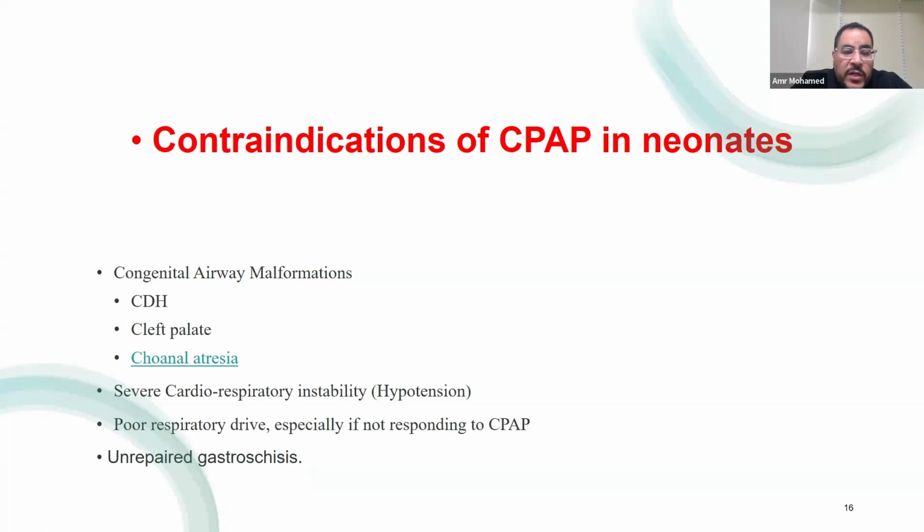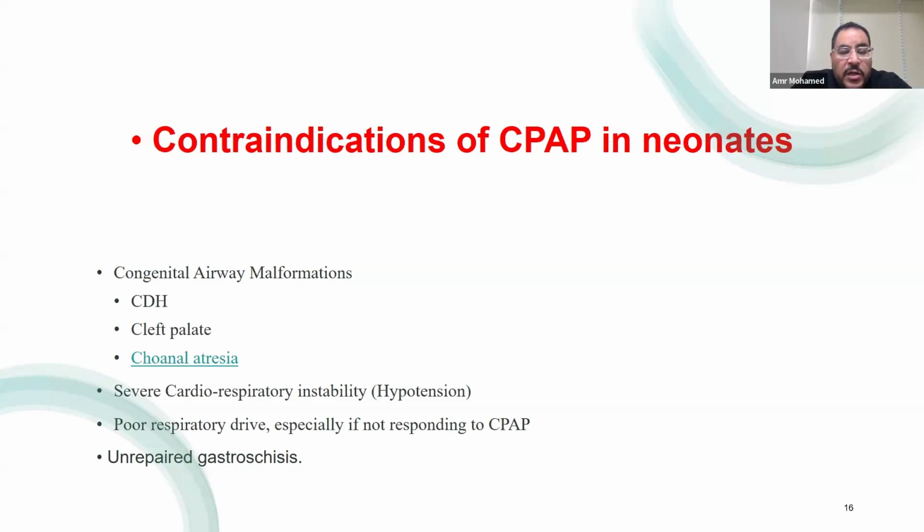Cleft palate is contraindicated as well, because of the air leak we will have if we start CPAP on cleft palate using a face mask or nasal mask CPAP. Choanal atresia, unilateral or even bilateral, even unilateral, because that will affect the delivery of positive pressure.